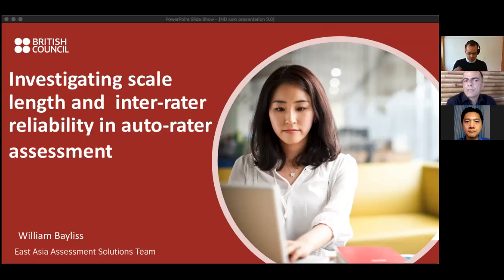William Bayliss worked in the field of language teaching and assessment for 10 years as teacher and then academic manager in Chinese private language schools before transitioning into the role of assessor and assessment trainer and now consultant. He's got a wealth of experience in team management, programming, and assessment delivery. And today he will be talking about investigating scale length and inter-rater reliability in auto-rater assessment.